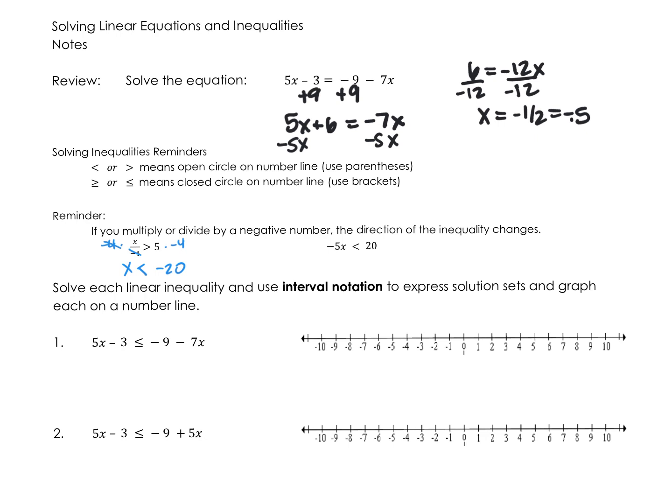So this is the solution to this inequality. When you have a solution to an inequality, there are infinitely many answers, okay? The first problem we did, when we solved the equation, there was one answer. X was equal to negative 0.5. Now, x is anything less than negative 20.